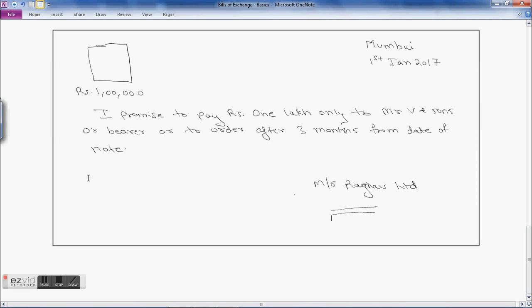Then the payment must be in the legal money of the country. Then it should be properly stamped also. So these are some of the conditions of the promissory note. So that's all about the basics of bills of exchange.